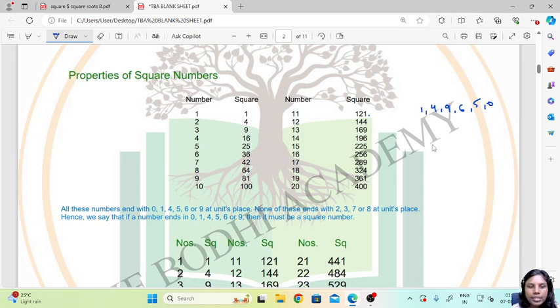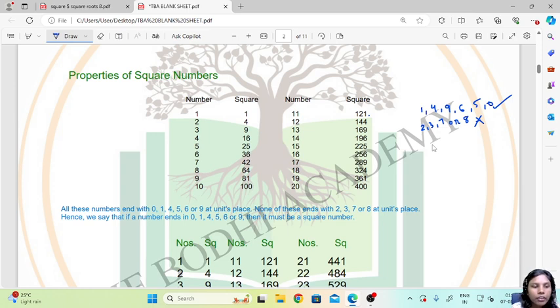So all the numbers that end with these digits in the units place, the ones place, none of them are ending with 2, 3, 7 or 8 at the units place. None of them are ending with these numbers. All of them end with the other numbers.